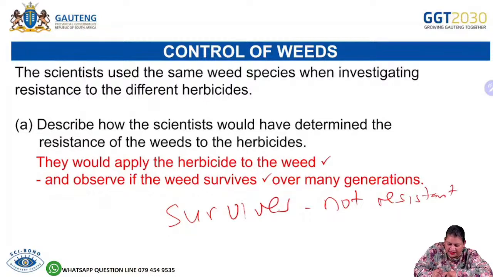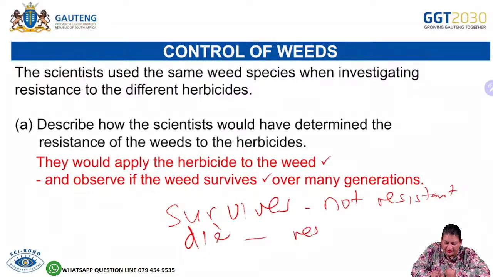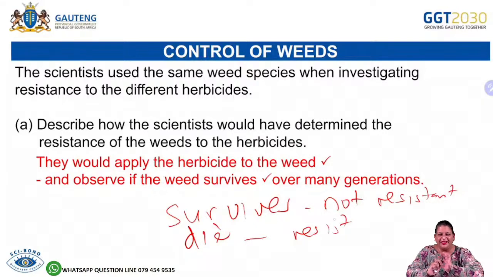Okay, if it survives, it's not resistant. All right, that means if you survive it. But if you die, if the plants die, if the weeds die, it means they are resisting. Okay, we will get that right just now. Okay, learners, let us just go back one minute.